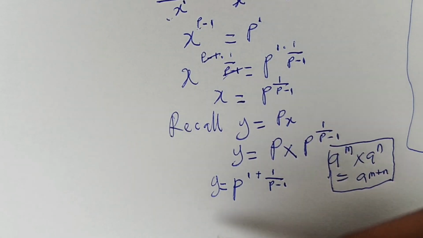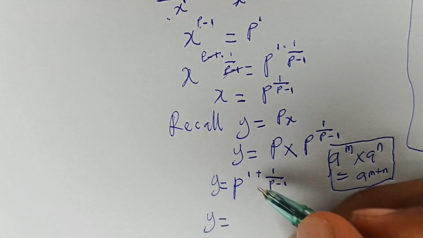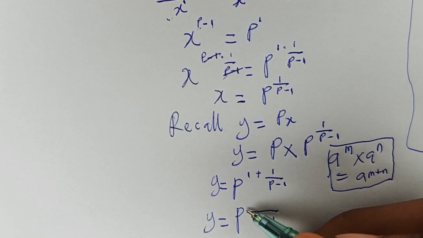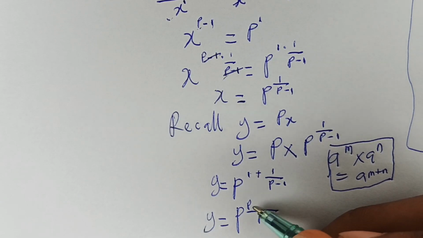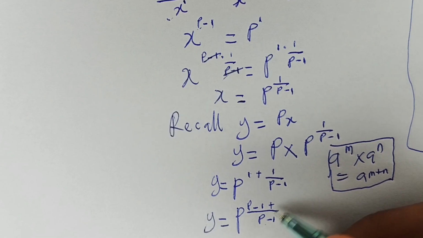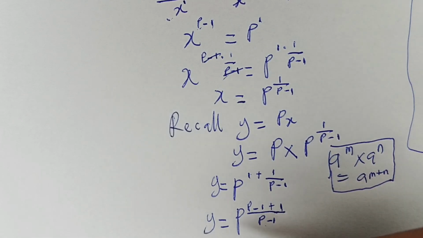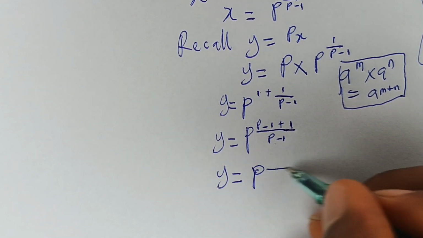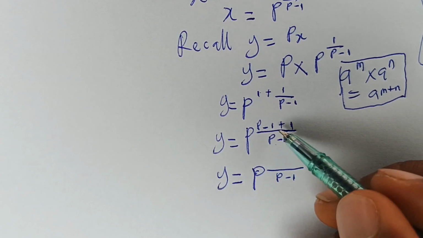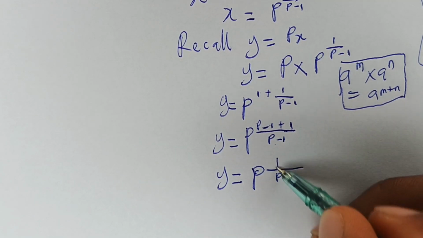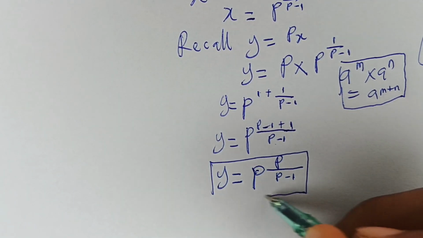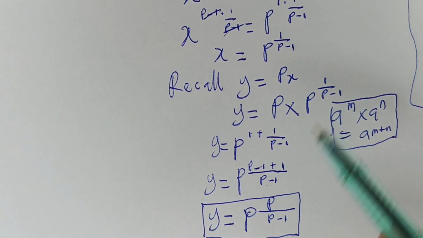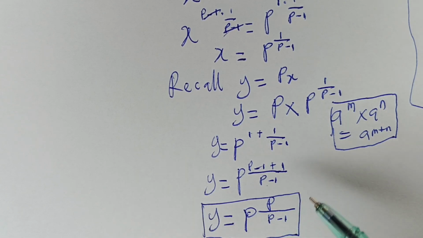Now y will be equal to, LCM is p minus 1. So we have p raised to the power, LCM of p minus 1, and then p minus 1 multiplied by 1, which is p minus 1 plus 1. Hence, we have that y is equal to p all over, so we have p minus 1 here, and then 1 take 1 gives us 0, so I'm left with p. Okay? So this is what y becomes. So x is equal to p raised to the power 1 over p minus 1, and y is equal to p raised to the power p over p minus 1.